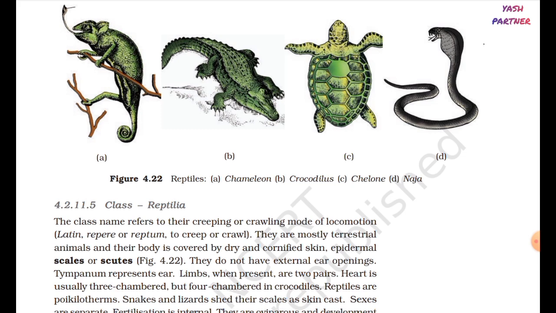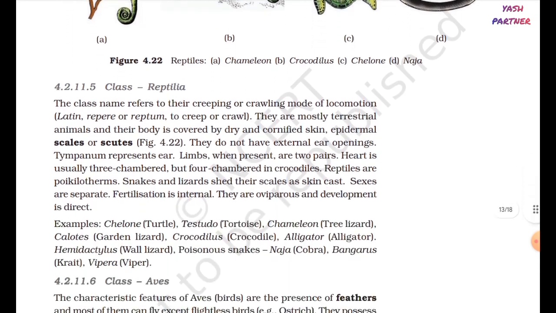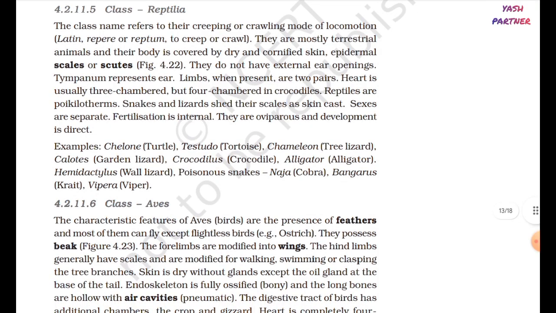4.2.11.5 Class Reptilia. The class name refers to their creeping or crawling mode of locomotion, Latin "repere" or "reptum", to creep or crawl. They are mostly terrestrial animals, and their body is covered by dry and cornified skin, epidermal scales or scutes. Figure 4.22. They do not have external ear openings. Tympanum represents ear. Limbs, when present, are two pairs. Heart is usually three-chambered but four-chambered in crocodiles.